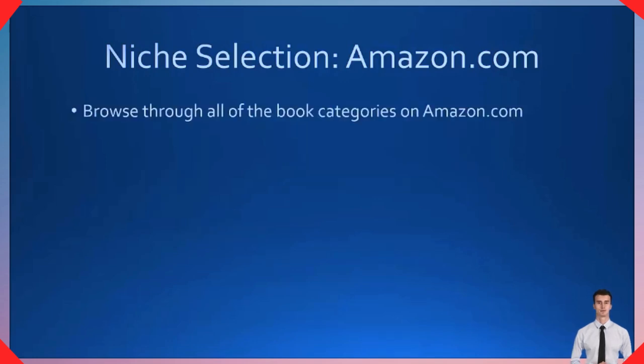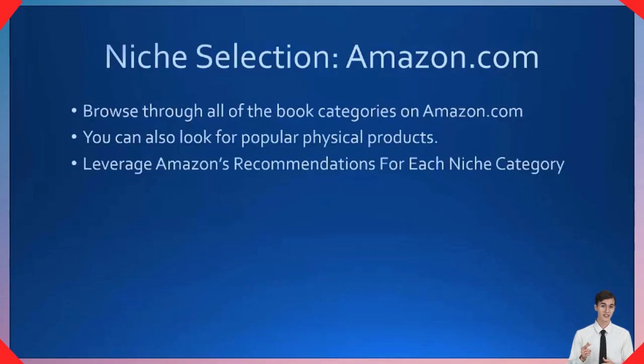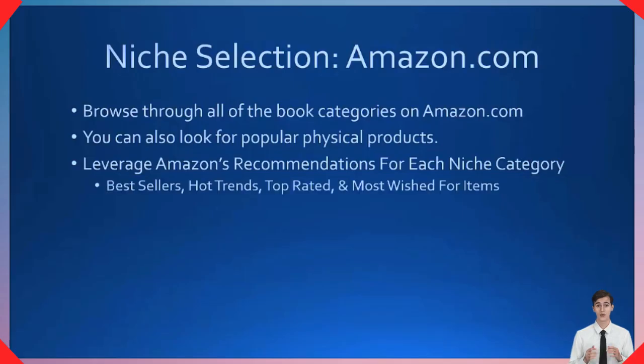Browse through all of the book categories on Amazon. You can also look for popular physical products that are selling within Amazon. What kind of products are people looking at buying? What kind of products are popular? You could leverage Amazon's recommendations for each niche category to get an idea. Look at things like their Amazon bestsellers, the hot trends, the top rated items, and the most wished for items. That will tell you right there if a niche market that you're looking at pursuing is a hot one or not.